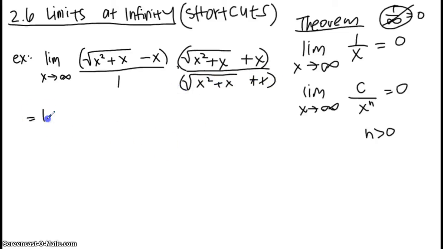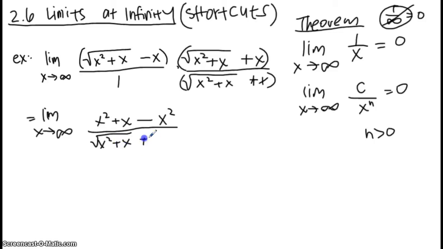Let's see what we get. We get, obviously, a squared minus b squared. So a squared gets rid of the square root, minus b squared, which is x squared, all over this denominator, the square root of x squared plus x, plus x. Now in this case, my x squared minus x squared equals 0. I'm left with the limit as x approaches infinity.